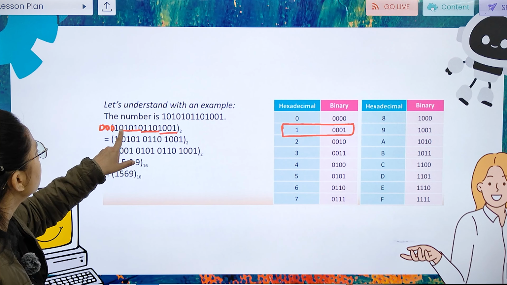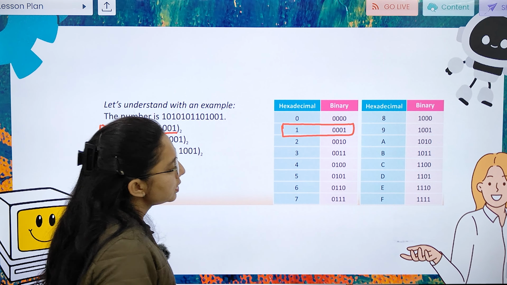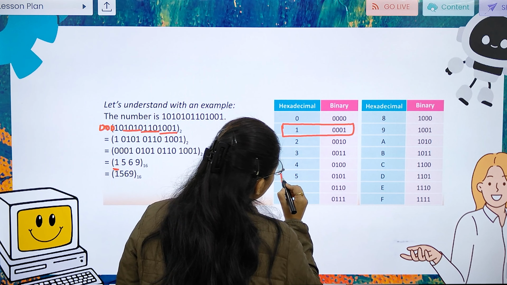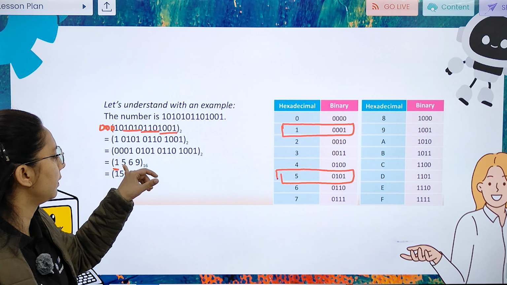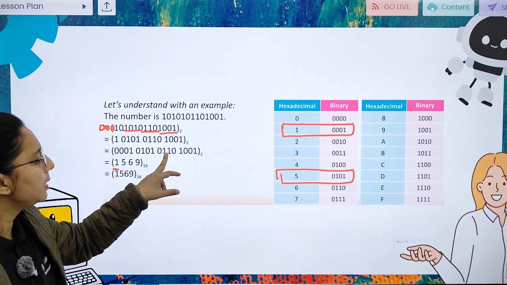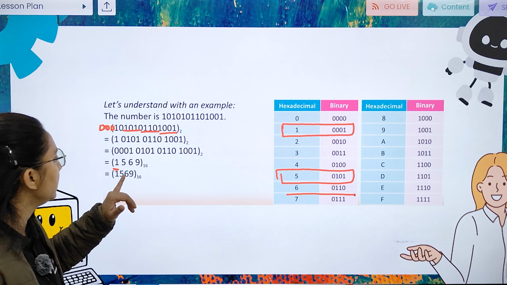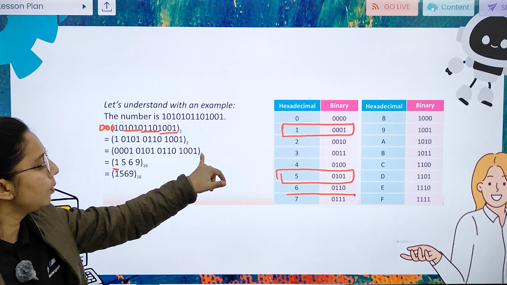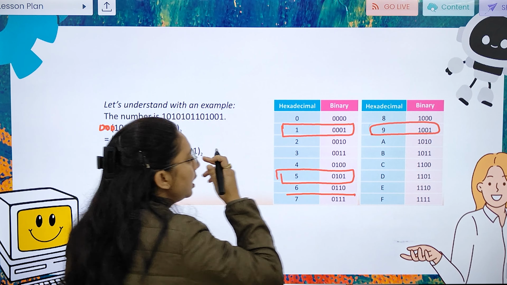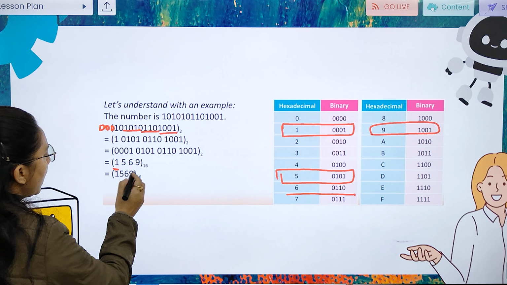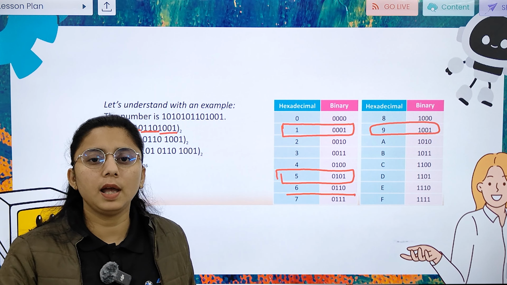Then we have 0, 1, 0, 1, 0. So see here 0, 1, 0. It is 5. So they have written over here 5. Then we have 0, 1, 1, 0. Where is it? It is 6. So we have written 6. Then we have 1, 0, 0, 1. So where do we have 1 here? 9. So answer will be 9. So our answer is 1, 5, 6, 9, and your base will be 16 because it is hexadecimal.